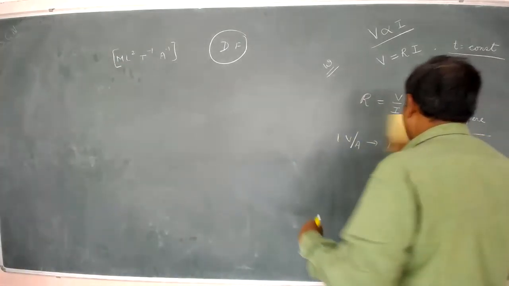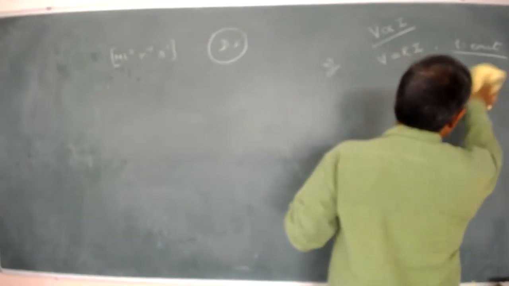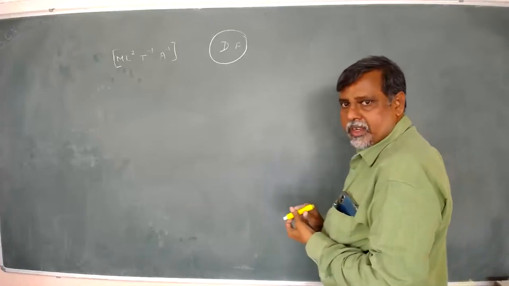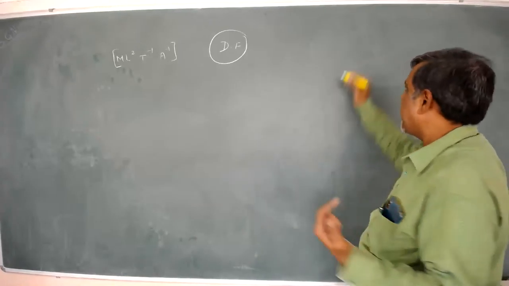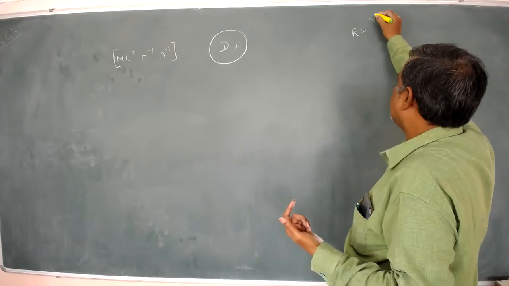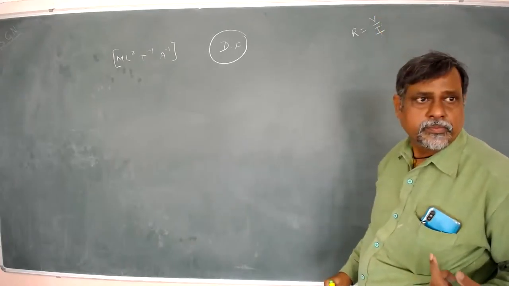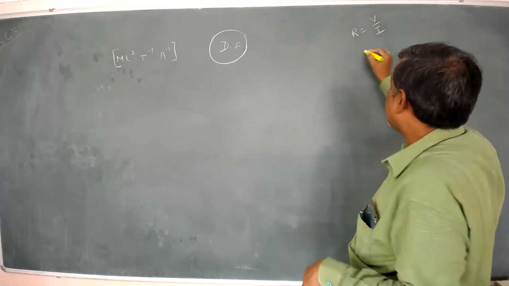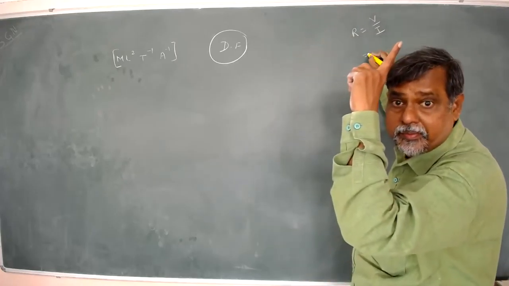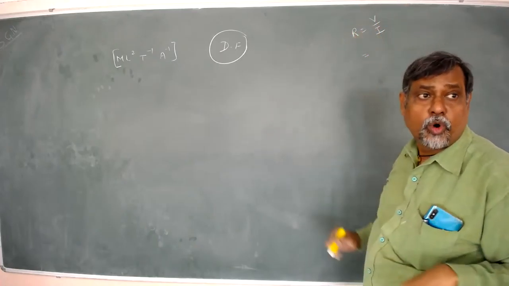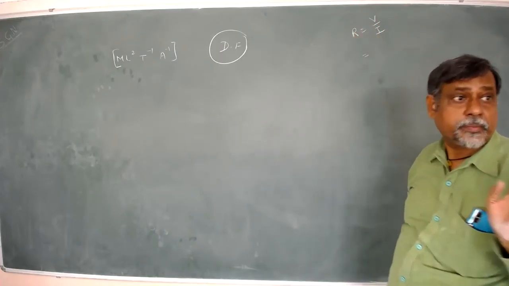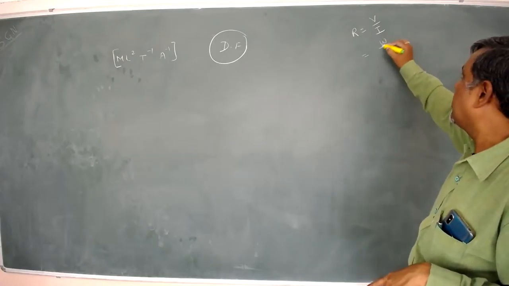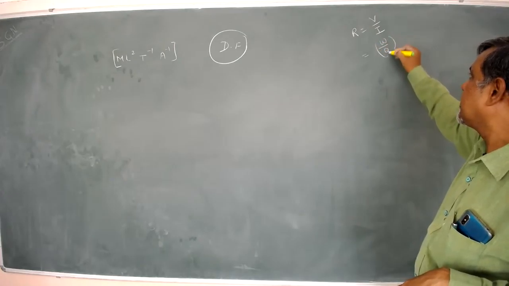See, such a dimensional formula. Don't try to learn by heart, but you will know the basic dimensional formulas. Look at this again. R is V by I. V is potential. Potential definition: amount of work done in moving a test positive charge. Definitions you should not forget.